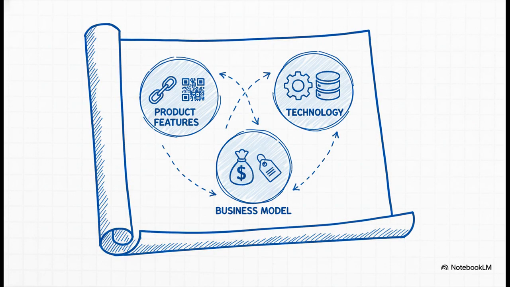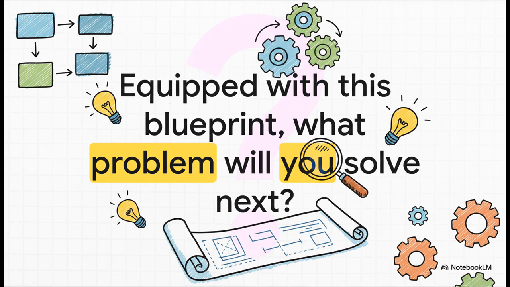Ultimately, what we've deconstructed here is way more than just a URL shortener. It's a tangible blueprint. It shows you how every single decision, from choosing a framework to setting a price, is all interconnected in creating a functional, monetizable product. And that leaves us with one final thought. Seeing how all these pieces fit together provides a clear roadmap. So the only question left is, now that you have a blueprint like this, what problem are you going to solve next?